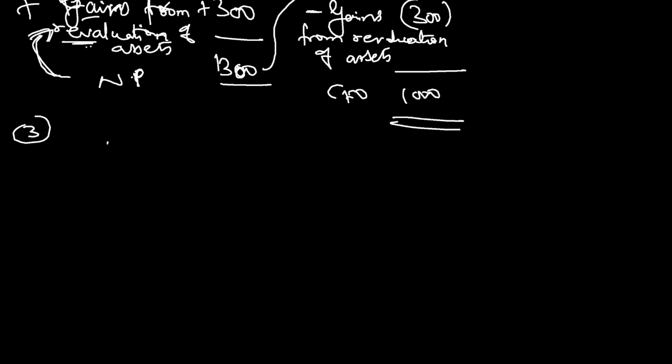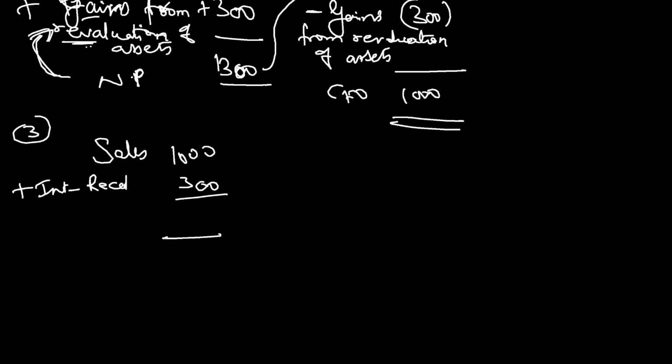Let's say sales 1000. Okay, and then imagine interest received is 300. So now you have 1300 in your hand. So net income is 1300. Now the question is, what is cash flow from operations? Before I tell you this further, you need to know some rules. See here, I'm just writing it down here.